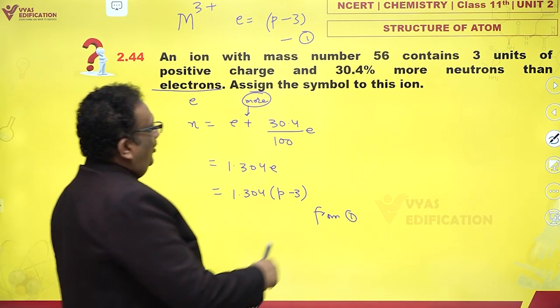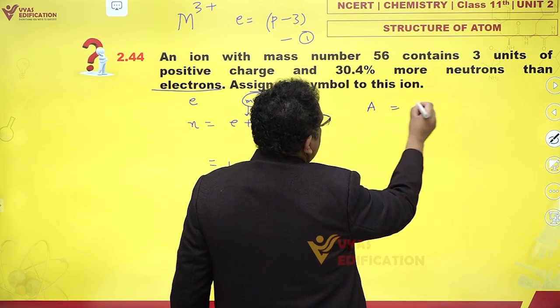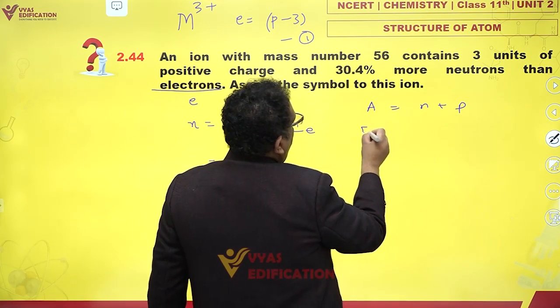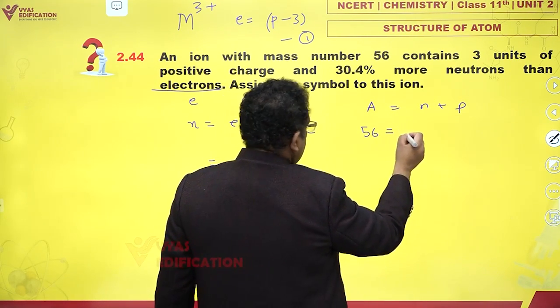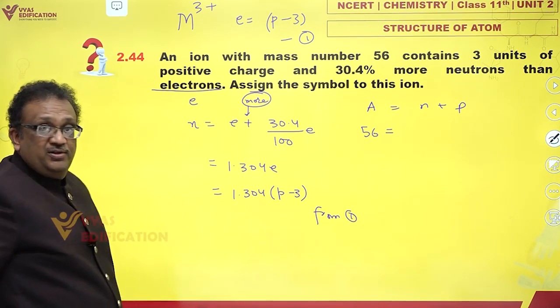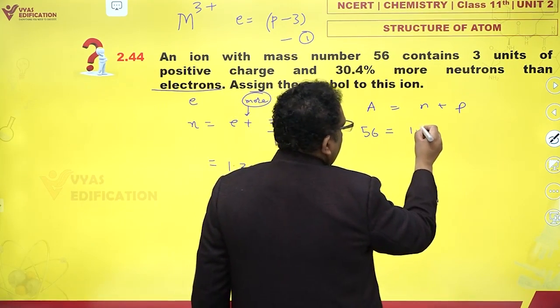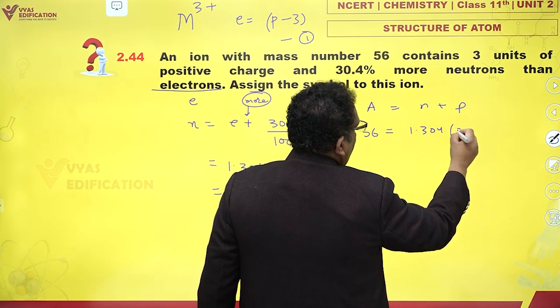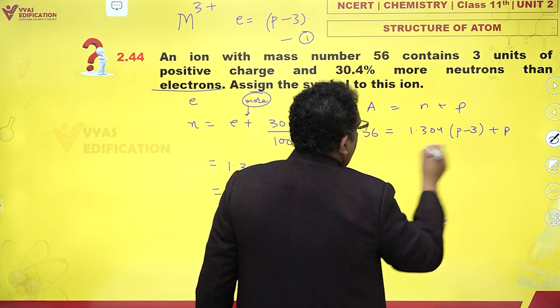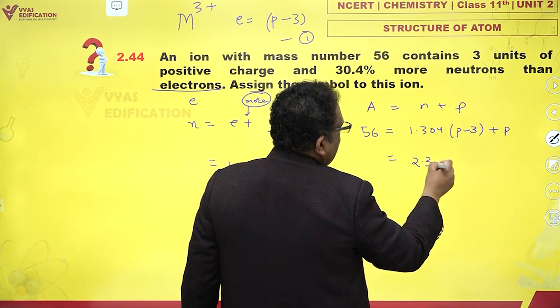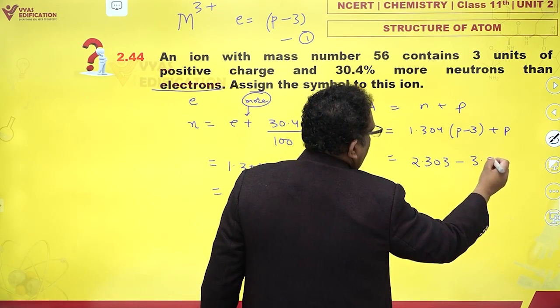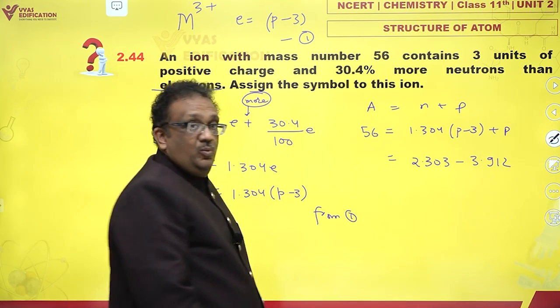Right? Now, I have atomic mass number is neutron plus proton. 56 is neutrons plus protons. Neutrons is 1.304 times (P minus 3), plus P, which is 2.304 P minus 3.912. Wow.